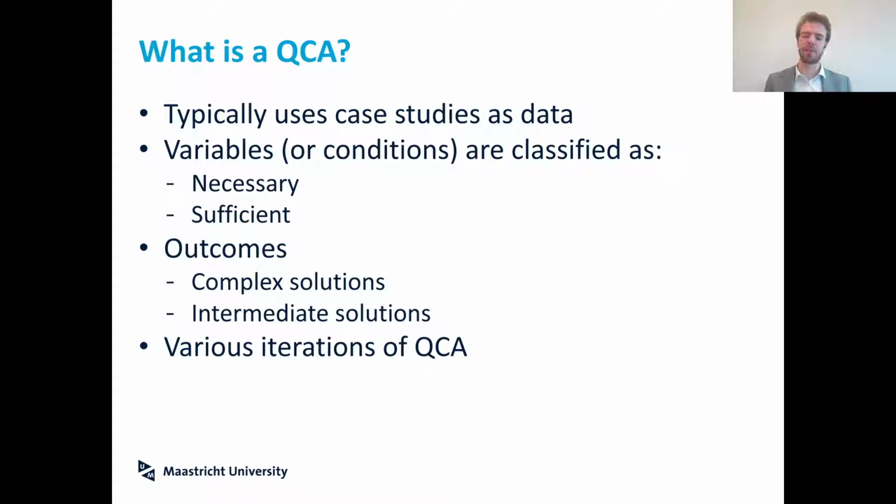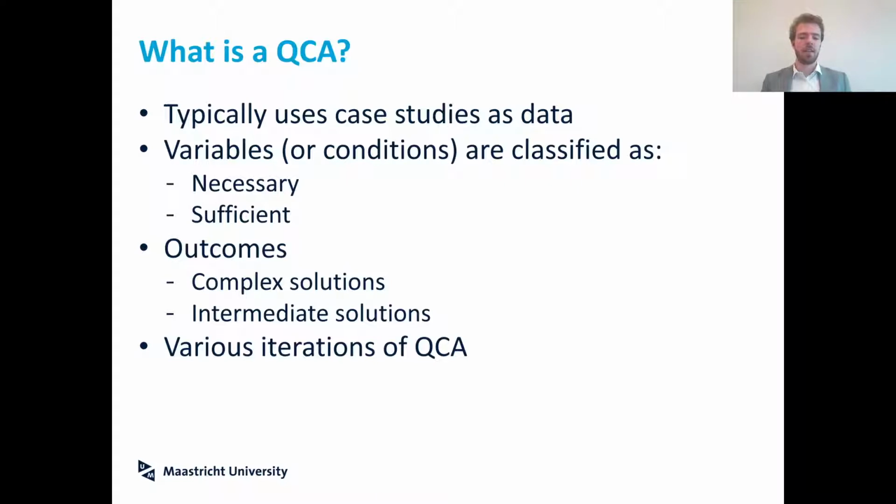Now, a QCA output can be characterized in, I guess, technically three types of solutions, but I'll be discussing two in this session, namely the complex solutions, which just make use of the data without taking into consideration any prior knowledge or theoretical difficulties, and the intermediate solution that can exclude certain variables or conditions that may be contingent on other conditions, or may be excluded for other reasons that are available in the literature, really.